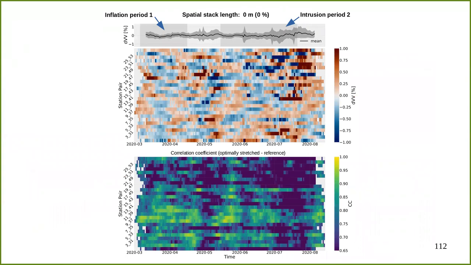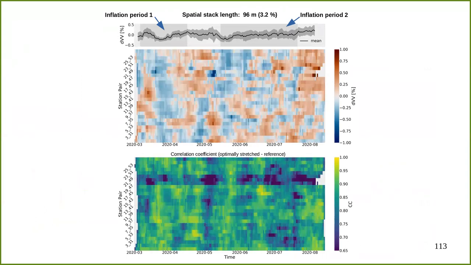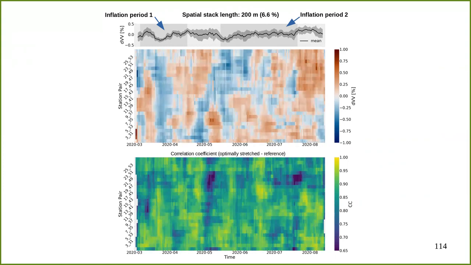Here I show again the inferred velocity changes in the case where no spatial stacking was applied. Now let's look at what happens if spatial stacking was applied over an area that corresponds to roughly 3% of the dominant wavelength. So this result looks already much better. The correlation coefficients are much higher than in the previous figure, and also the velocity variations look smoother and show a better spatial coherency. For a stack length of 6.6% of the wavelength, the result is further improved.